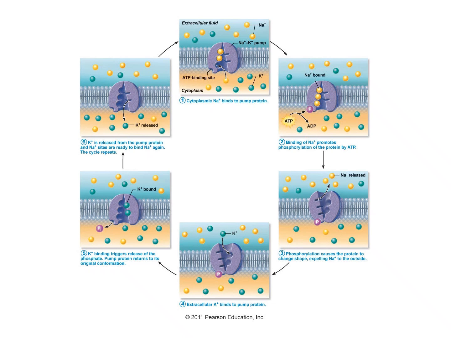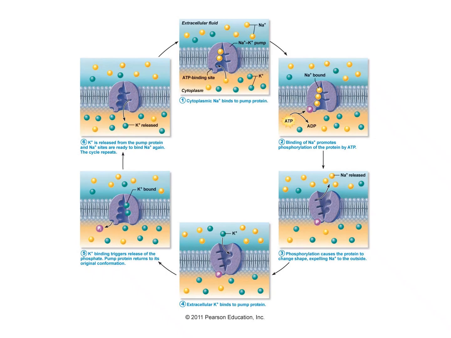3 sodium ions in the cytosol bind to their receptor sites on the ATPase. Binding of the sodium promotes phosphorylation of the enzyme by ATP. The phosphorylation causes the pump protein to change shape, which expels the sodium to the outside of the cell. 2 potassium ions in the extracellular fluid bind to their receptor sites on the enzyme, which triggers release of the phosphate. This causes the ATPase to return to its original shape, and potassium is released into the cytosol. The pump is then ready to bind sodium again and repeat the process.